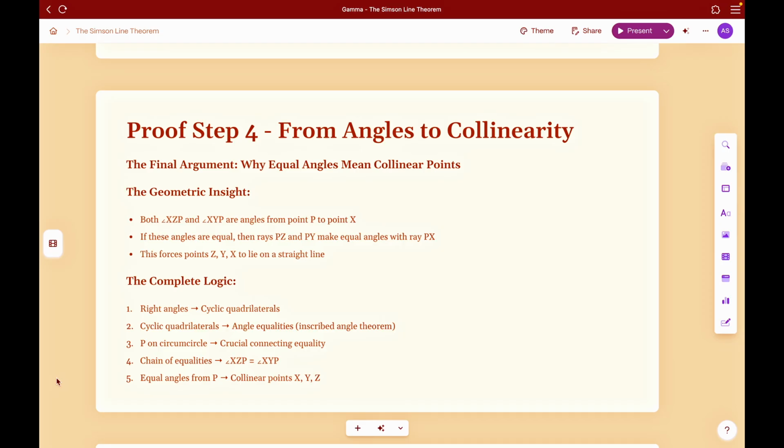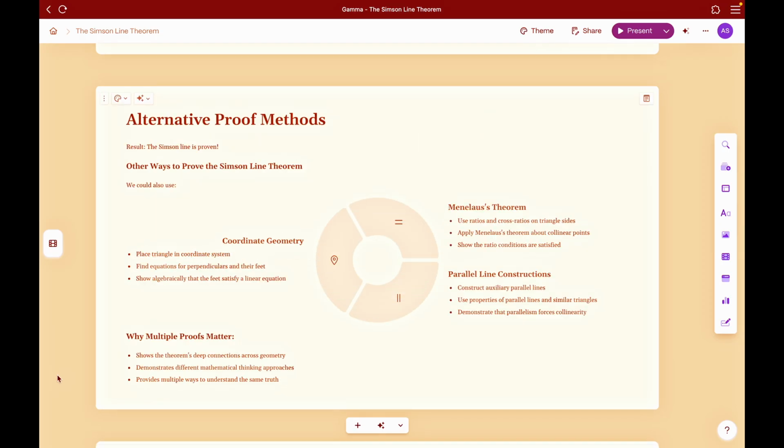Now, right angles become cyclic quadrilaterals, angle inequalities. P on circumcircle is the biggest inequality, chain of inequalities, and equal angles from P. This is basically the gist of it and the complete logic of the proof. We've done it! We've proven the Simpson line, or the Wallace-Simpson line as it should really be said.